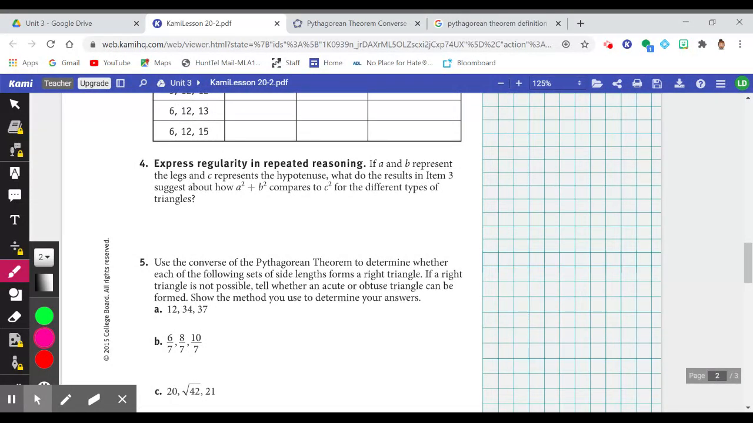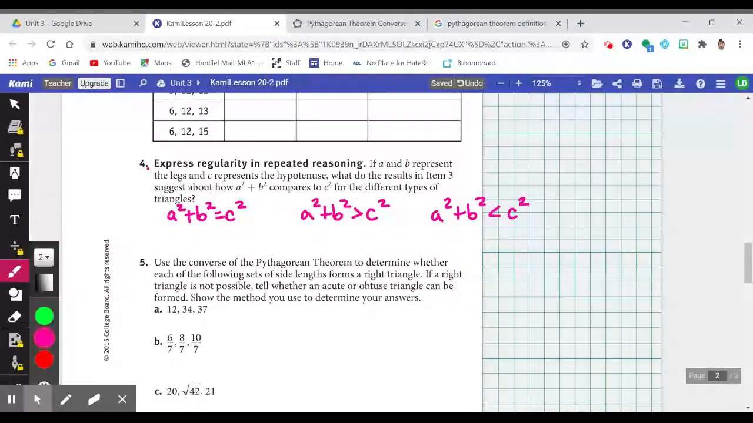I do want to point out before we jump over to how I'm going to demonstrate it here through the use of the video, the goal is on item 4: if A and B represent the legs and C represents the hypotenuse, what do the results in item 3 suggest about how A squared plus B squared compares to C squared? So the Pythagorean theorem states, if it's a right triangle, then A squared plus B squared does in fact equal C squared. But what happens when the sum of these two squares of the lengths of the legs is not equal to C squared, but rather potentially where the sum is greater than C squared, or where the sum is less than C squared?